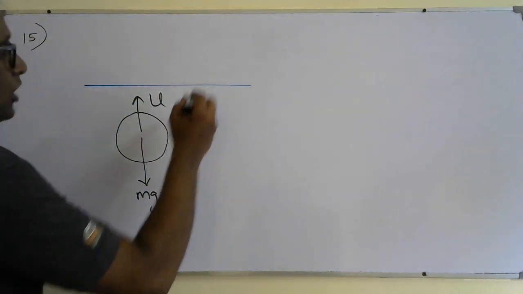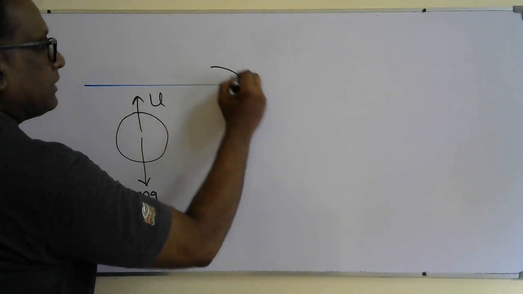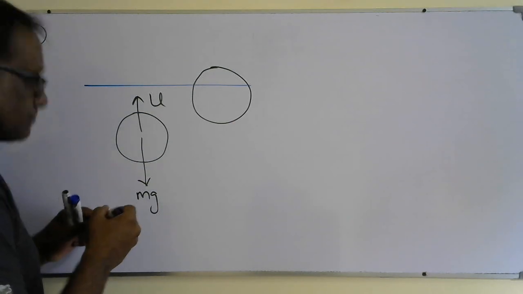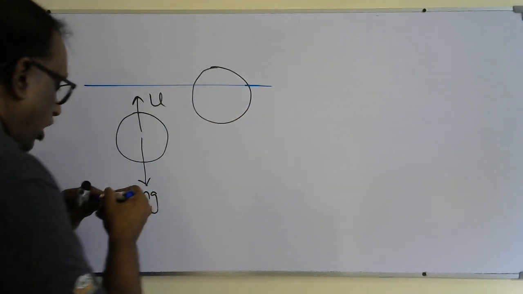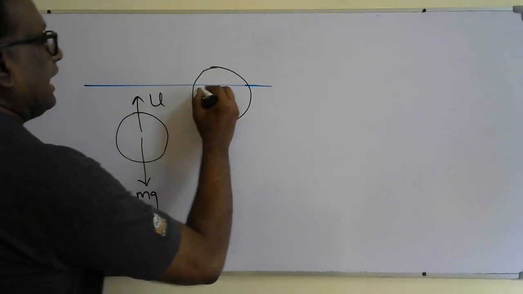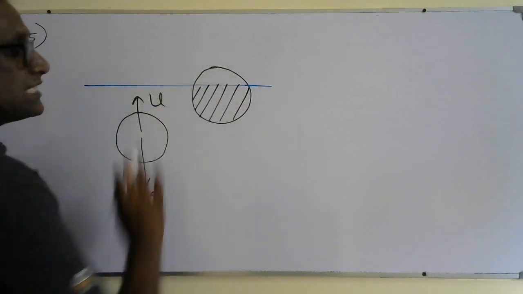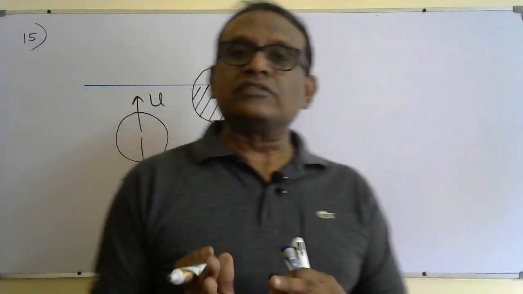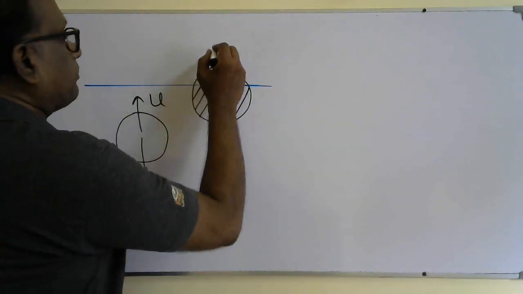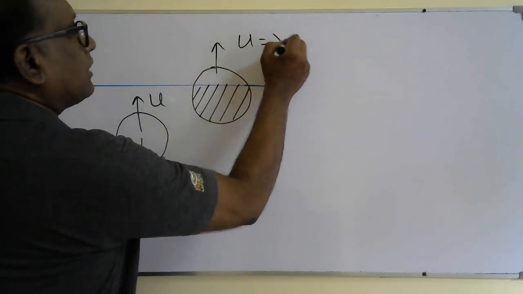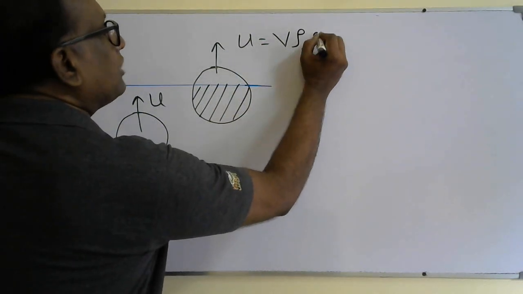So what happens when the object comes partially out of the fluid, something like this? The upthrust will be only due to the part of the object inside the liquid. So the volume of the liquid displaced by the object will become smaller. Upthrust is given by the volume of the liquid displaced by the object times the density of the liquid times g.